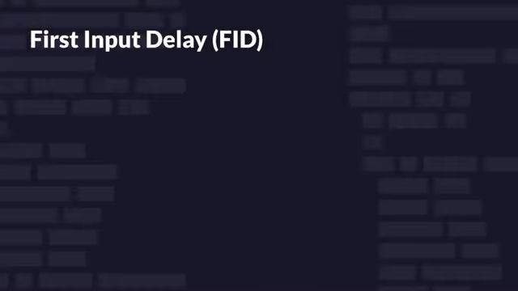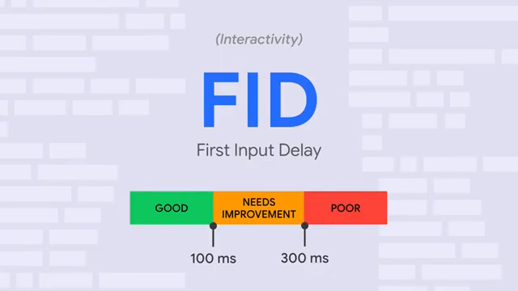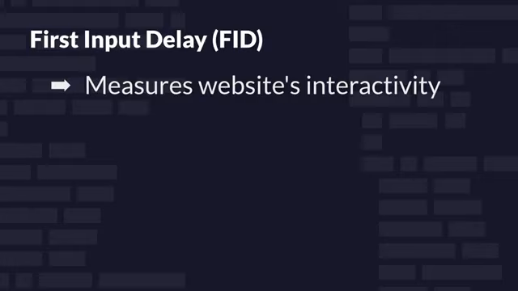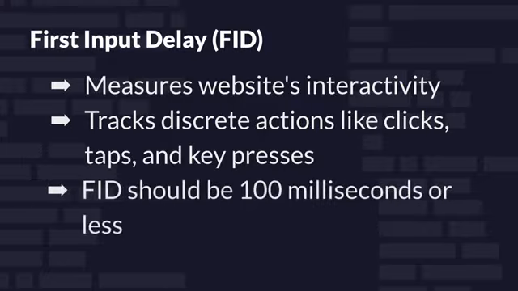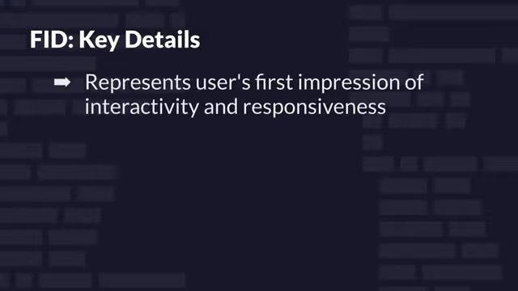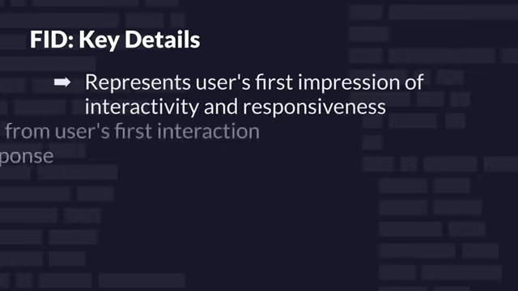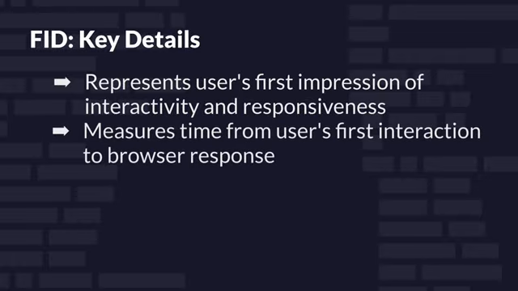Okay, First Input Delay, or FID, measures a website's interactivity and focus on input events from discrete actions like clicks, taps, and key presses. When a website does not respond in a certain amount of time after a user interaction, users experience this as a lag or slowdown. To provide a good user experience, your web pages should have a FID of 100 milliseconds or less. So what this represents is your user's first impression of your site's interactivity and responsiveness. It doesn't apply to the Lighthouse performance score.